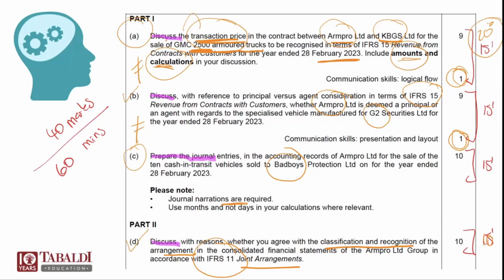But use your ruler, and I would even take your finger. You're not reading a WhatsApp or an email or Facebook, you're not scanning all of this at once. Slowly work through it, okay? Understanding what is the core issue for each of them. For example, part D, it's the classification. Venture, joint operation, okay? That is the core issue. B, agent, principal. That is the core issue, right?